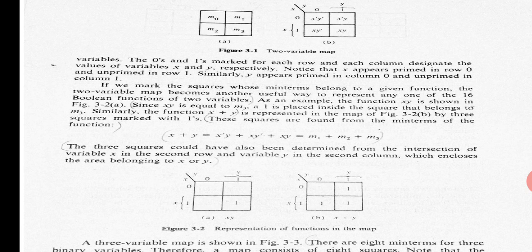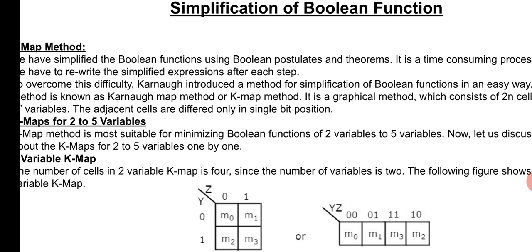Now in 3.2a, on the left hand side you can concentrate. Since xy is equal to m3, why is xy equal to m3? In the previous slide also, you can just go back and see. There also, m3 means what? When x equal to 1 and y equal to 1, isn't it? Let me come back, just a moment. Yeah, here. So what is m3? M3 is when y equal to 1 and z equal to 1.